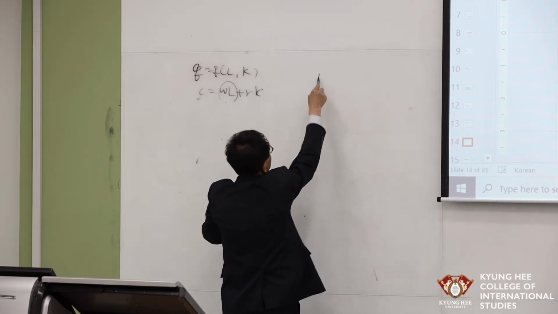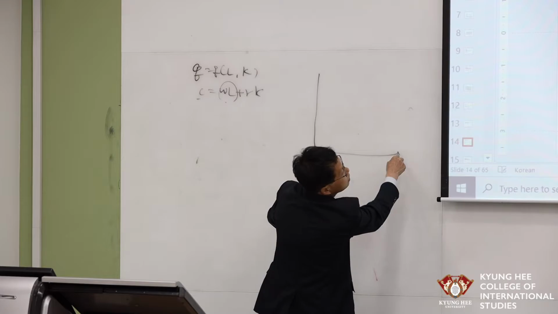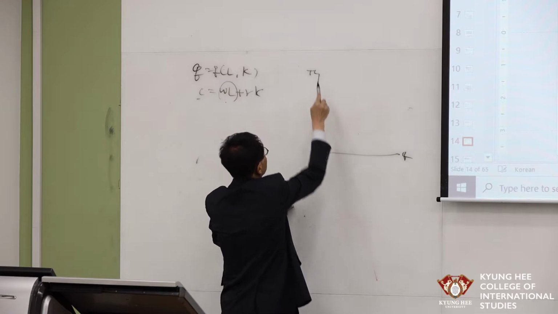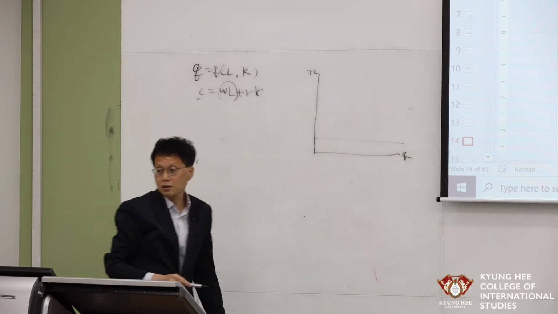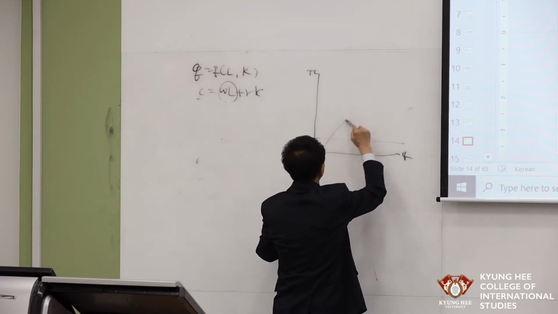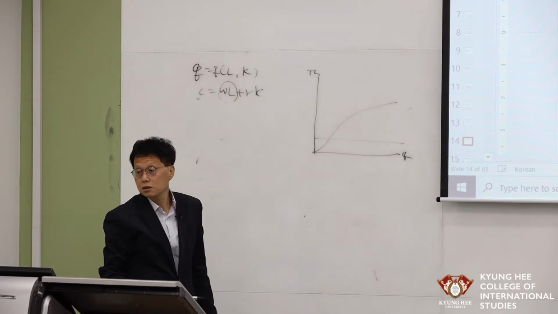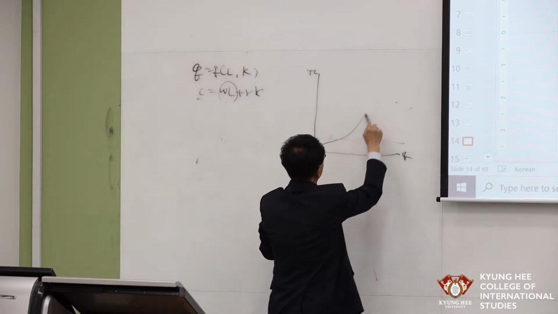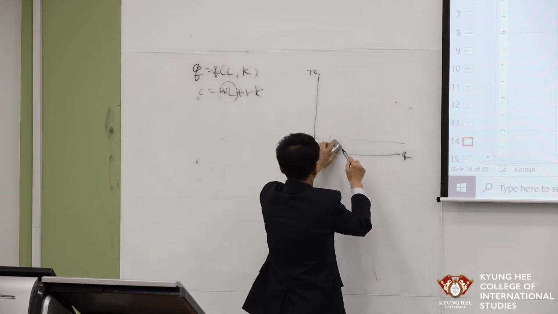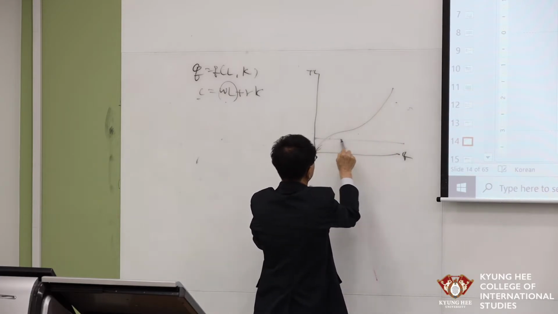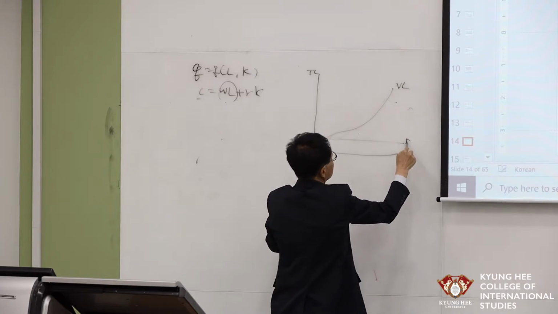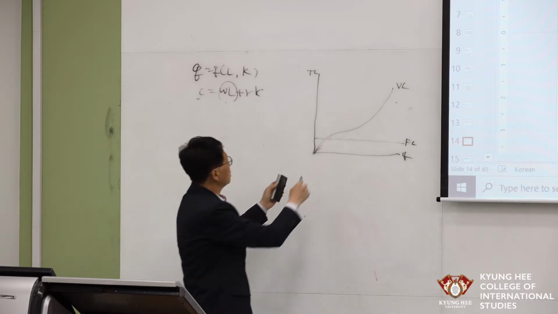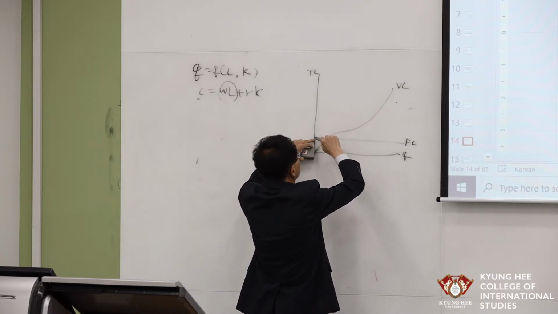For example, Q on the x-axis, and the y variable is total cost. Fixed cost is constant, right? And variable cost is, for example, shaped like this, right? I'd like it to be flatter than this. How can I say? Oh, difficult, isn't it? So like this, right? That is variable cost, that is fixed cost. Then total cost is variable cost plus fixed cost. So shaped like this.